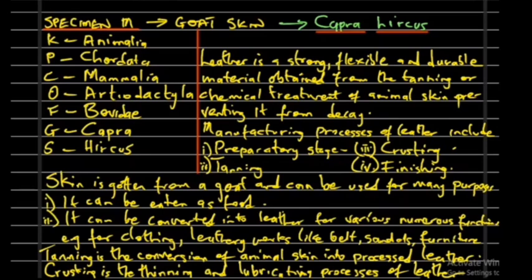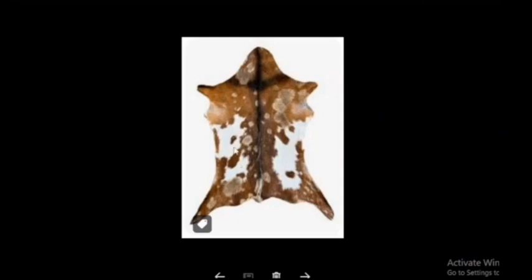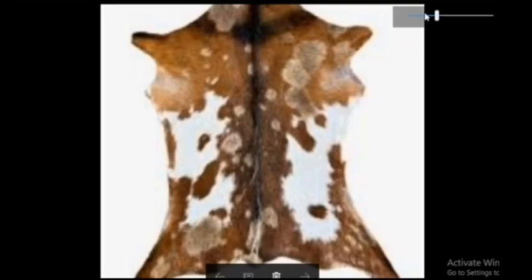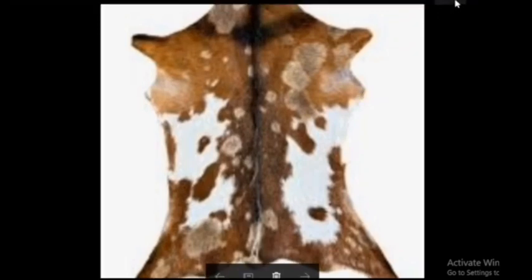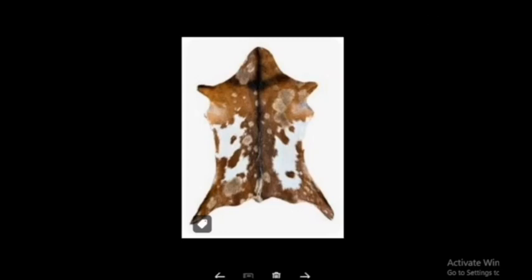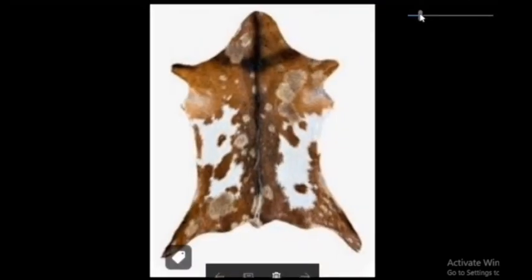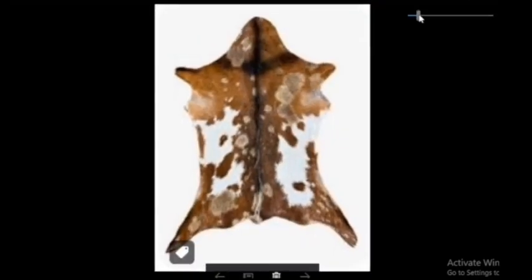So this is what animal skin looks like. This is what goat skin looks like. You can see the diagram. That is what it looks like. This is another diagram of another goat skin.